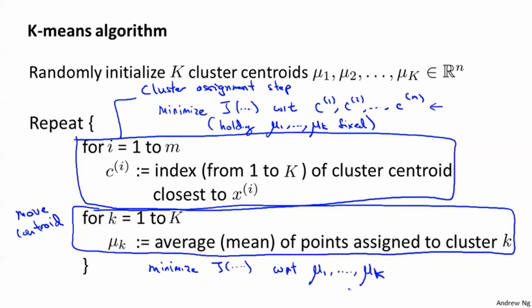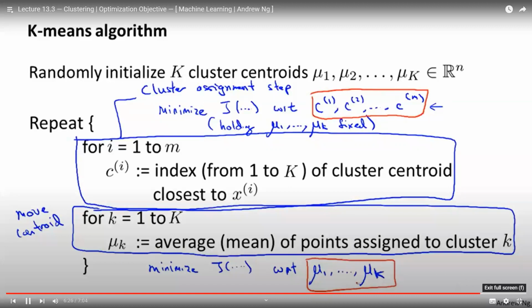So what k-means really is doing is just taking the two sets of variables and partitioning them into two halves, right? You have first the c sets of variables, and then you have the mu sets of variables. And what it does is it first minimizes j with respect to the variable c, and then minimizes j with respect to the variables mu, and then it keeps on iterating. And so that's all that k-means does.